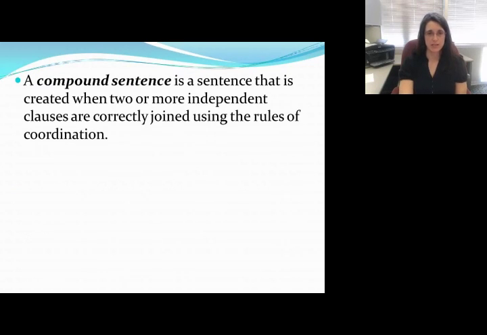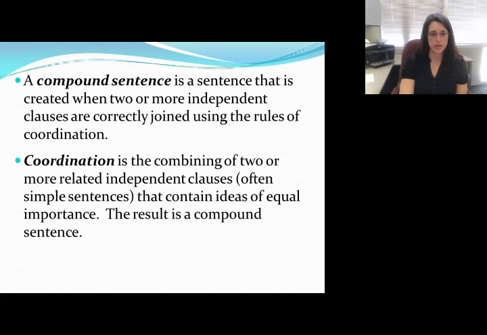So a compound sentence, which is what we're dealing with in coordination, is a sentence that's created when we use two or more independent clauses together and we join them correctly using punctuation and conjunctions according to coordination. Now, coordination is when we combine, again, two or more related independent clauses, and again, they're often simple sentences that contain ideas of equal importance, and the result is again that compound sentence because we're dealing with two complete sentences.